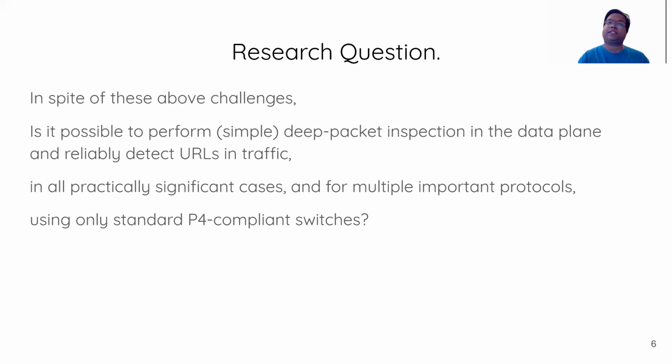So our research question is, in spite of the above challenges, is it possible to perform a simple deep packet inspection in the data plane and reliably detect URLs in traffic in all practically significant cases and for multiple important protocols using only standard P4 compliant switches?